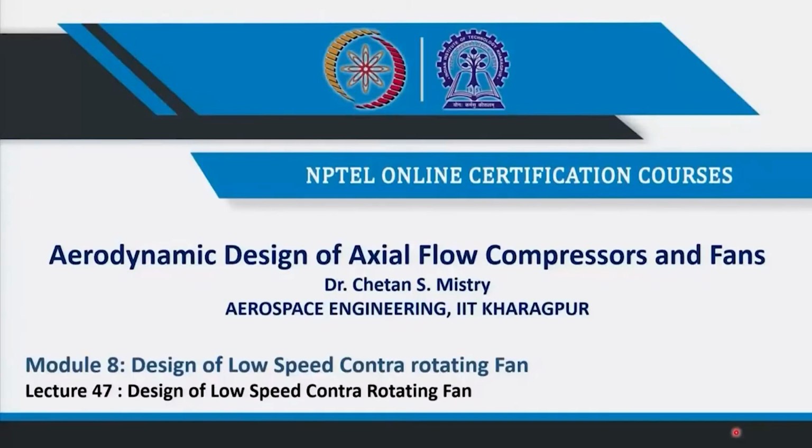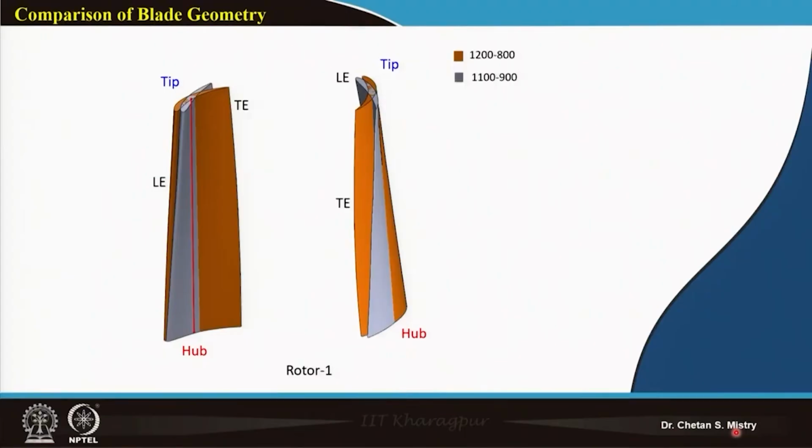Hello and welcome to lecture 47. We are discussing design of low speed contra-rotating fan. So in the last lecture we started discussing the design of rotor 1. We have done our calculation at the mid station, at the hub station, as well as at the tip station.